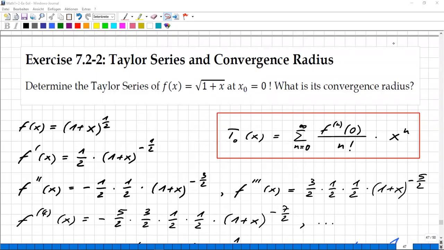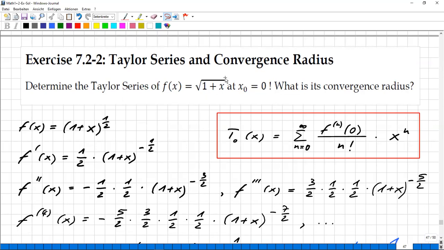Second exercise about Taylor series. Again, we also want to calculate the radius of convergence. Well, now this time the function given is the square root, as you see here, the square root of the quantity 1 plus x. As most times, we consider this at x null equals 0 again. We want to find the Taylor series and then determine the convergence radius.